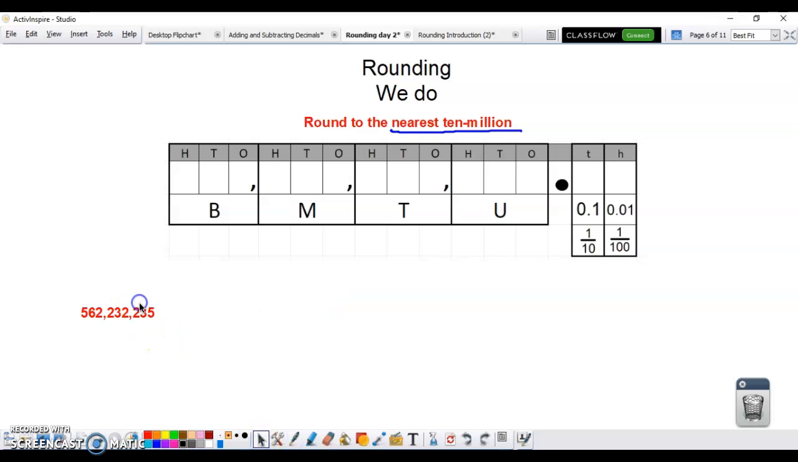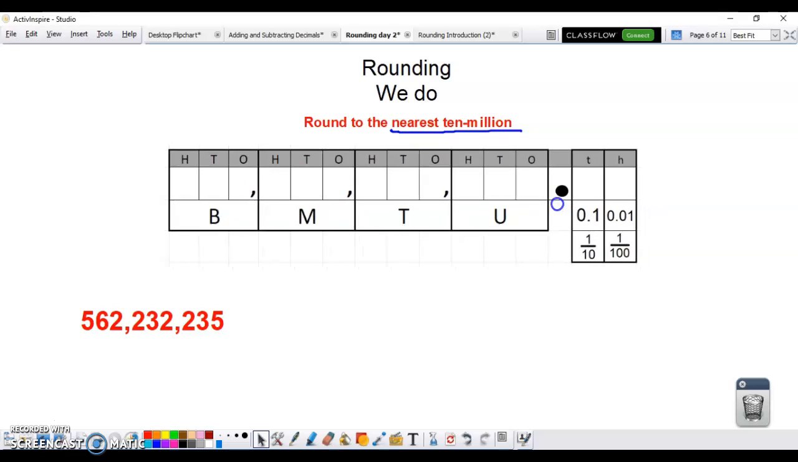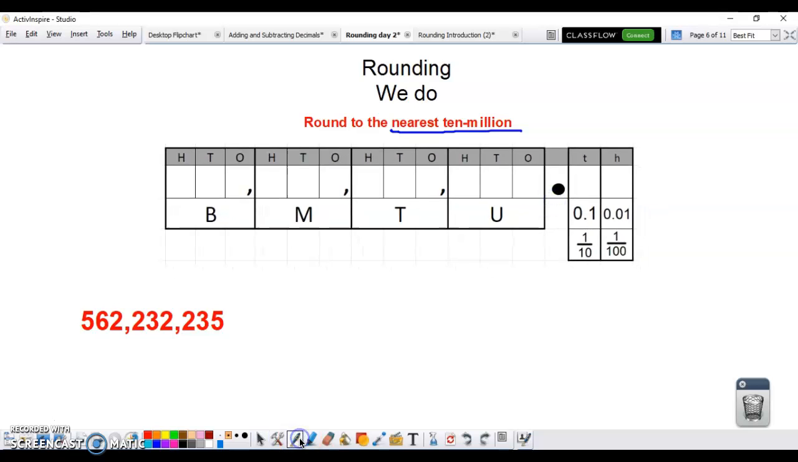So we can start by placing these numbers in our place value chart. We don't need to worry about decimals because there are none in our number. We do have a 5 in the ones, a 3 in the tens, 2 in the hundreds, 2 in the 1,000s, 3 in the 10,000s, a 2 in the 100,000s, 2 in the 1 millions, a 6 in the 10 millions, and a 5 in the 100 millions.